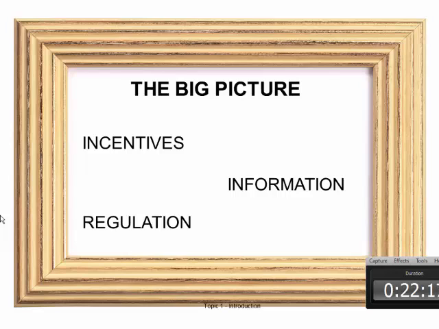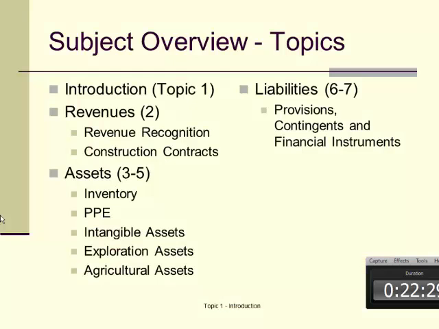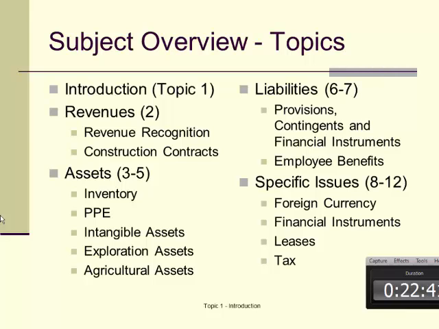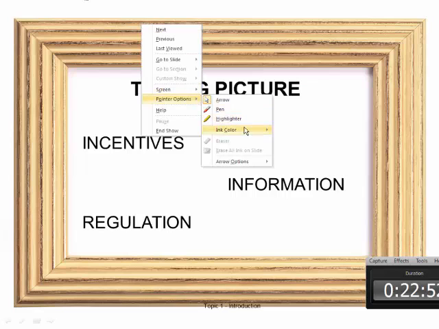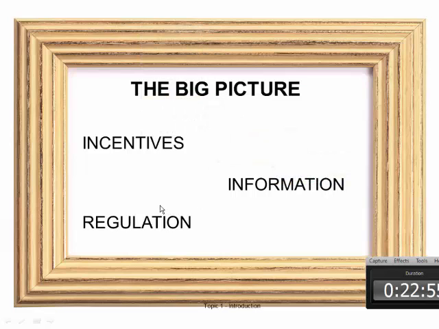We have time. Okay, so what we're going to see in this subject, as I've already said, is accounting rules relating to a bunch of topics. If you have a look at the next slide, there's an overview that shows you most of the basic stuff that we're going to look at up until week 7. So revenues, assets, liabilities, and then a few more complicated specific topics: employee benefits, foreign currency, financial instruments, leases and tax. By the time we finish this subject, you should have a reasonable understanding of accounting regulation, or you should understand those rules and you should know how to apply them in relation to those economic events.